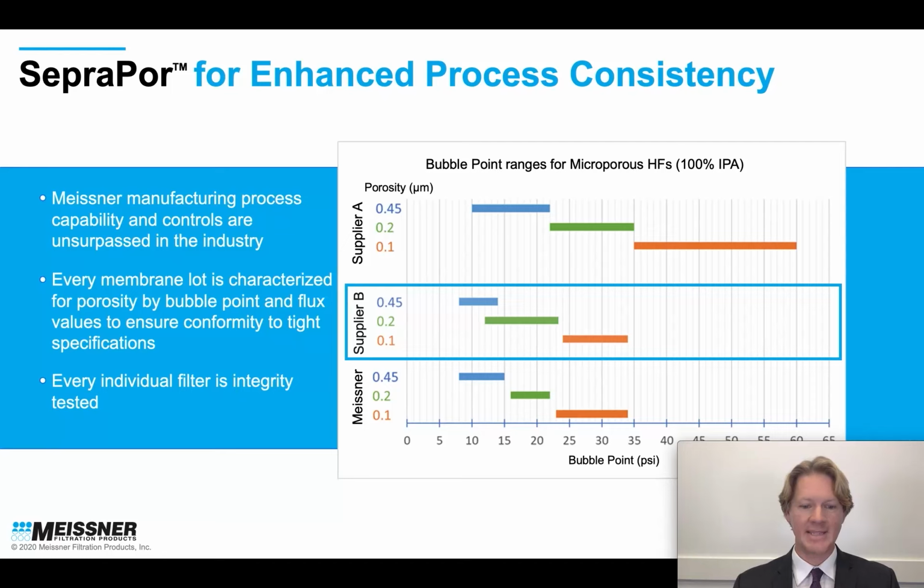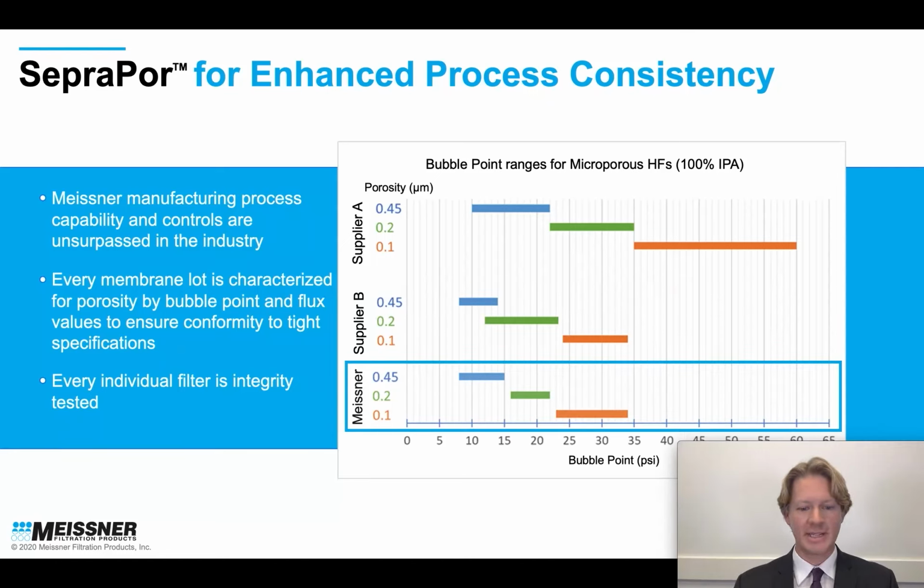Supplier B has significant overlap across bubble points for different porosities, especially between 0.45 and 0.2 micron. If you're trying to identify which porosity is optimal for your process, and you're testing a 0.45 micron against a 0.2 micron that each happen to have bubble points in the overlapping bubble point region, they may appear to perform exactly the same, and you wouldn't know which one to select.